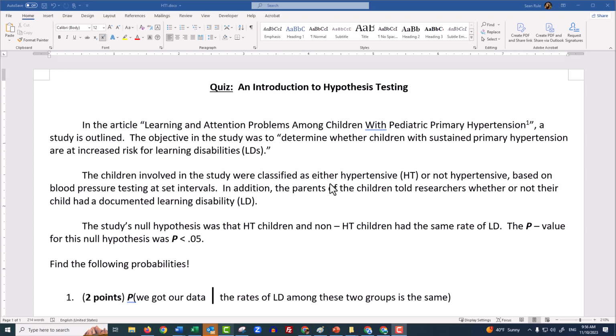For example, this one, we've got hypertensive kids, which I'm shorthanding HT, and then I've got learning disability documentation, which I've got LD. So what we're trying to figure out is if there's any kind of association between hypertension and increased risk for learning disabilities. That's what we're looking at in this study.